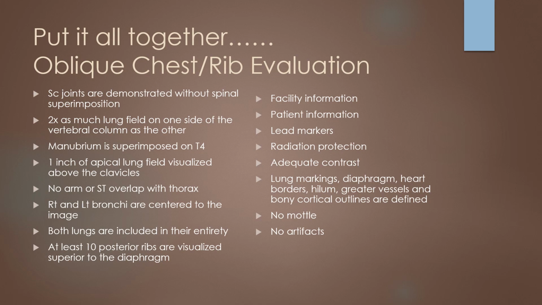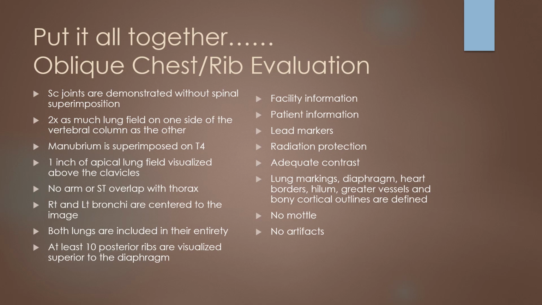If we have mid-sagittal plane tilting or mid-coronal plane tilting, that can affect the relationship of the manubrium and T4, which will also affect the relationship of that 1 inch of apical lung field superior to the clavicles. If we abducted those arms properly, we should see no arm or soft tissue overlap with the thorax. The right and left bronchi should be centered to the image. Both lungs should be included in their entirety if this is a true chest oblique.